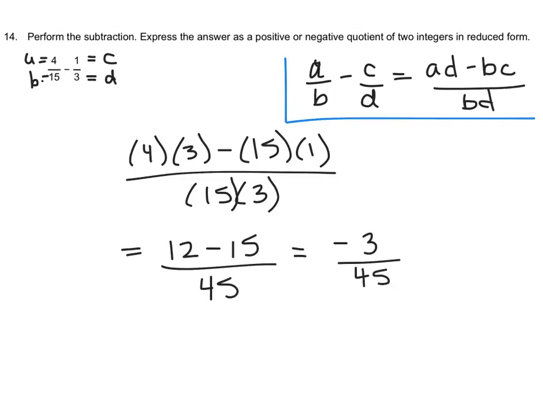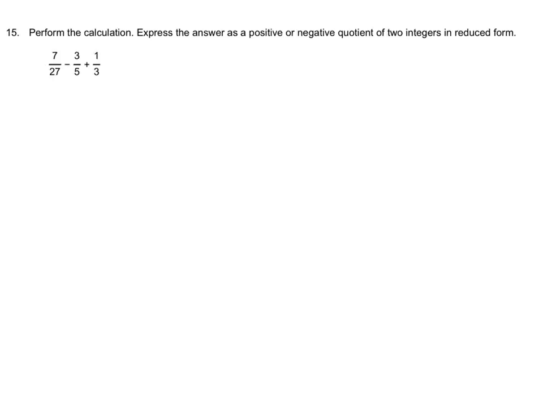Now I want to reduce the fraction. That means I want to find a number that both 3 and 45 are divisible by. 3 and 45 are both divisible by 3. Negative 3 divided by 3 is negative 1, and 45 divided by 3 is 15. So my final answer is negative 1 over 15.